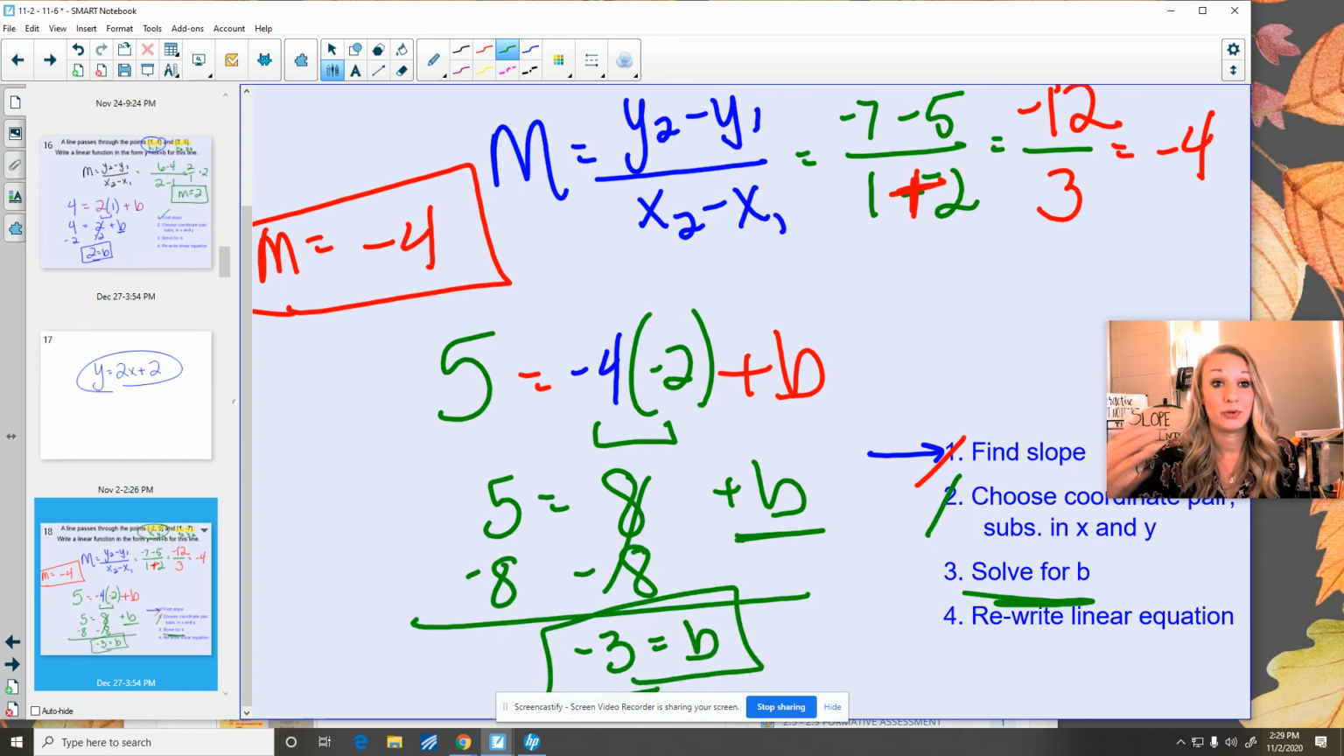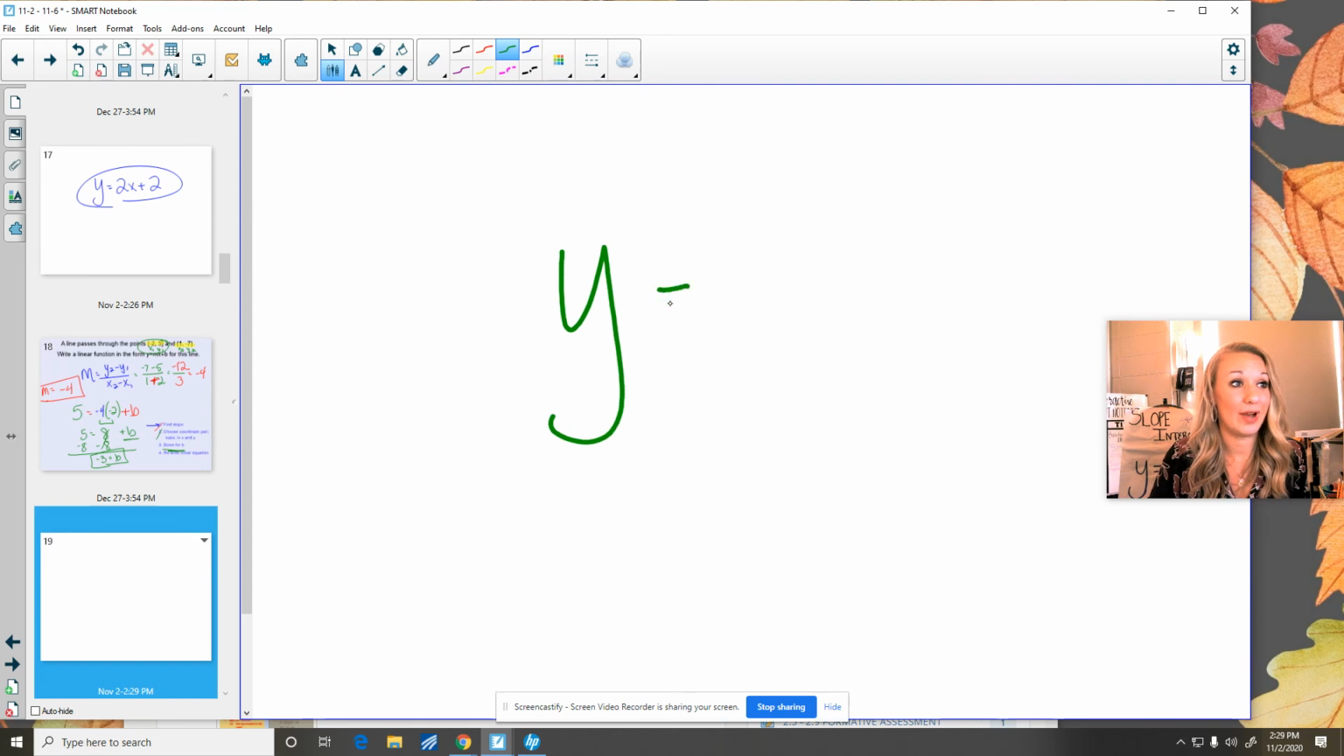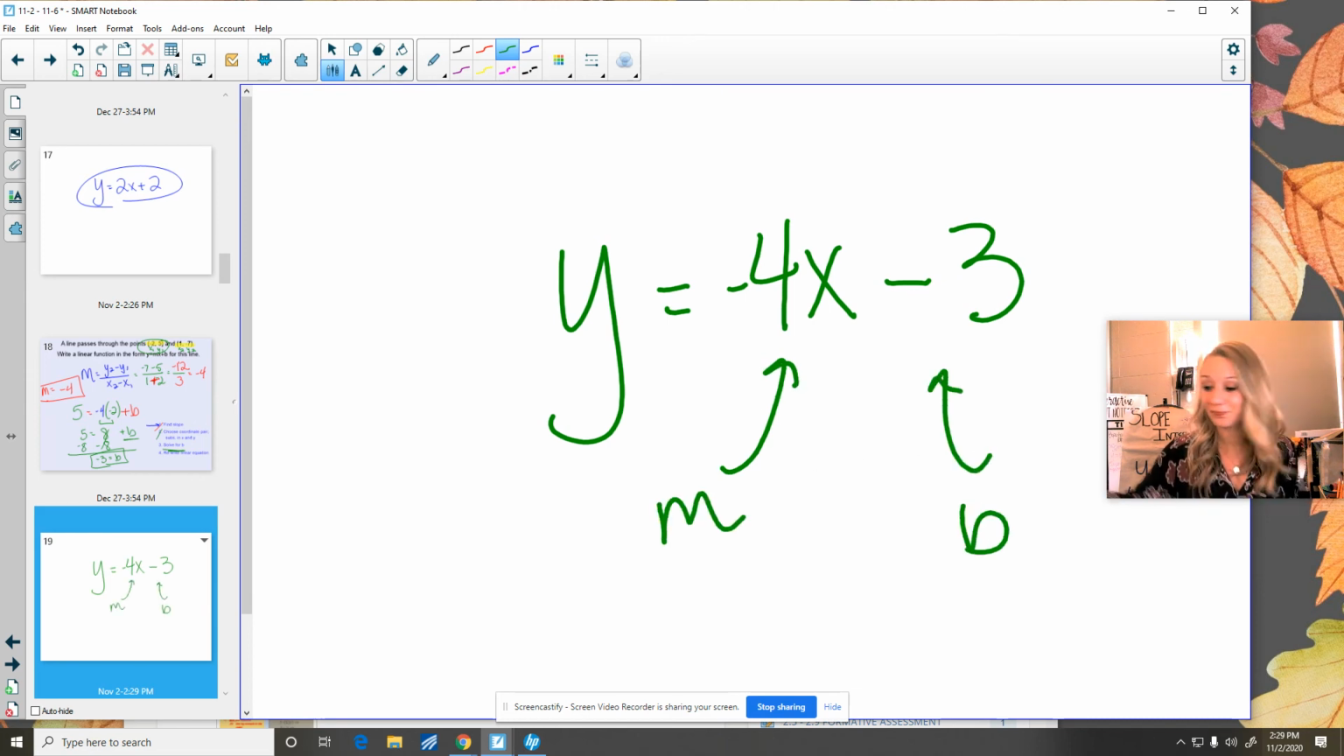All right, most important part here. You solve for m, you solve for b. Now you need to put it together into one concise equation. So you would have y is equal to -4x minus 3. You filled in your m value and you filled in your b value.